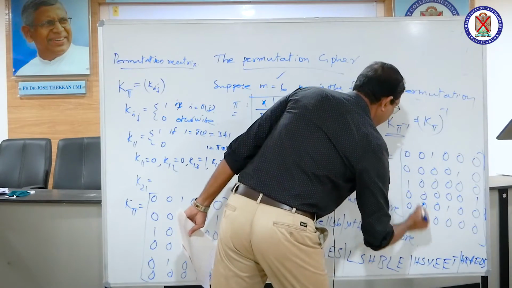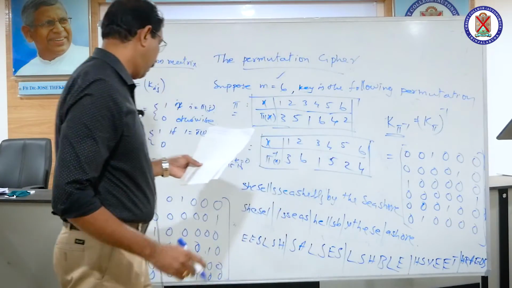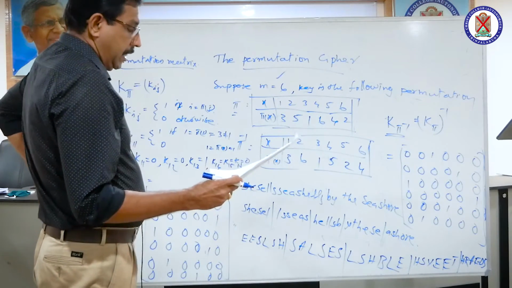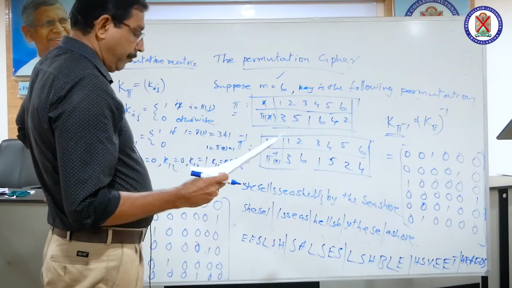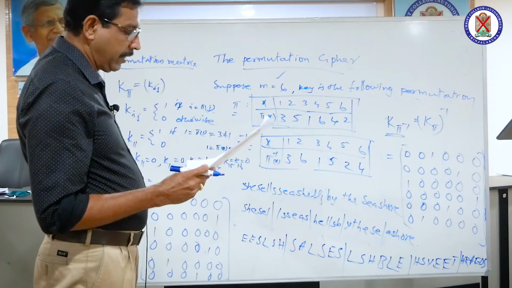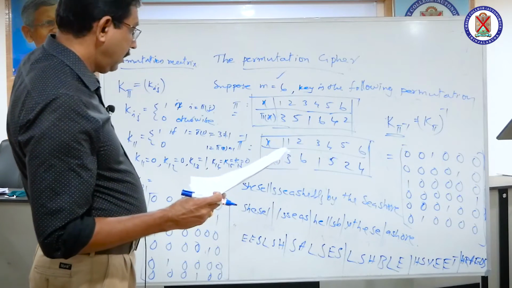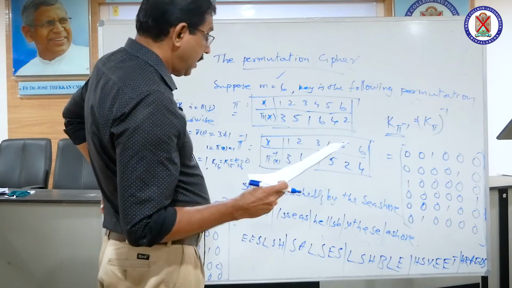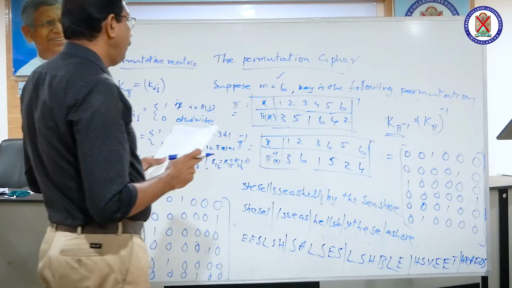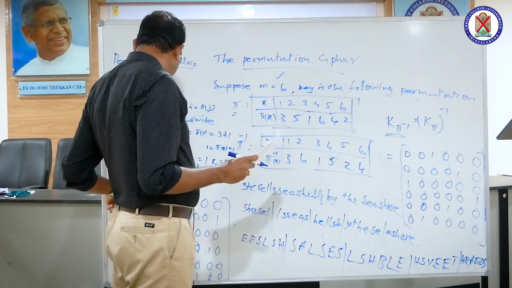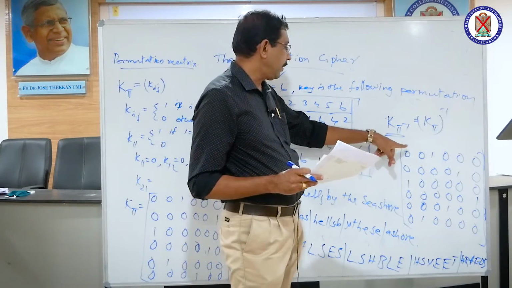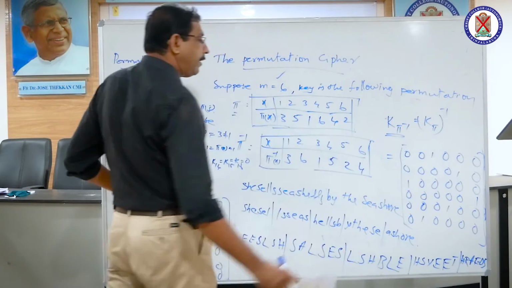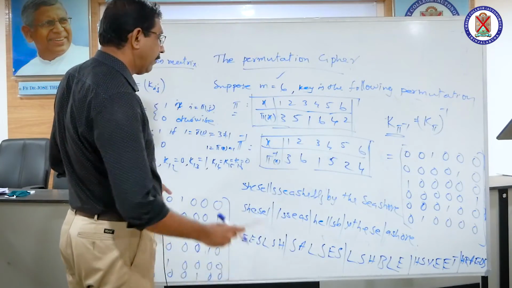This is K pi inverse. You can verify that this K pi and K pi inverse, that is the same as K pi whole inverse, multiply together to give the identity matrix. That is very simple to calculate.